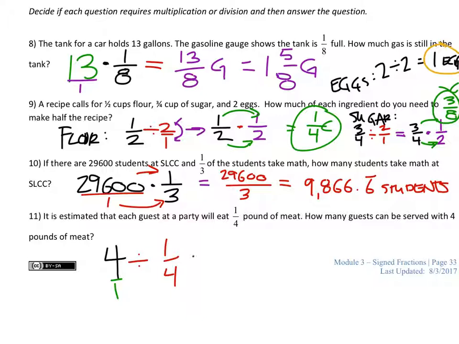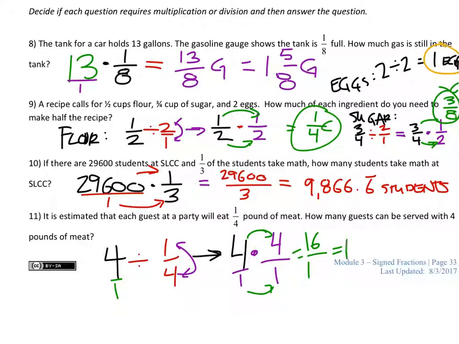But we just need to change the division to multiplication. So we'll keep the 4. We'll change the operation to multiplication and reciprocate the 1/4. So that becomes 4/1. Again, that's not going to make a big difference. 4 times 4 is 16. 1 times 1 is 1. So this just ends up being 16 guests.